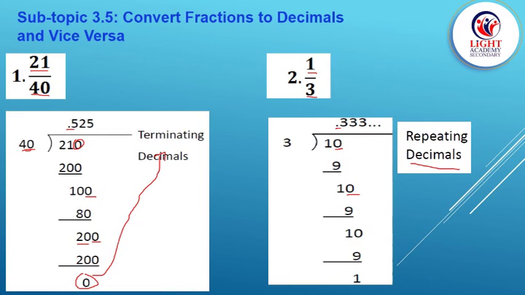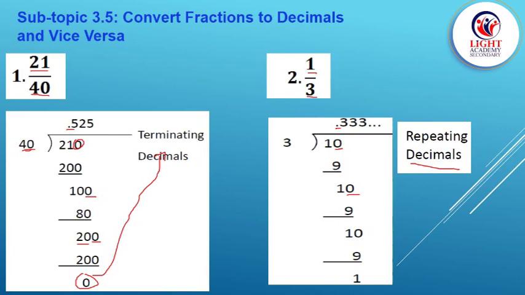The first question is 21 over 40. 21 is divided by 40. As you just notice, 21 is the numerator and 40 is the denominator. Usually when you divide, the numerator needs to be a bigger number to be divided by the denominator. But here you see the numerator is a smaller number and the denominator is a bigger number. So we can go for the solution.